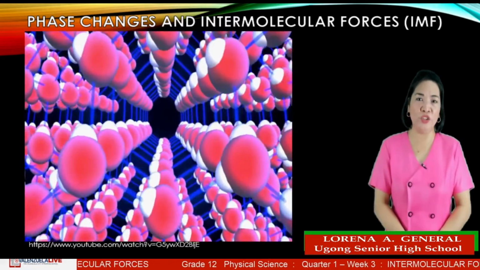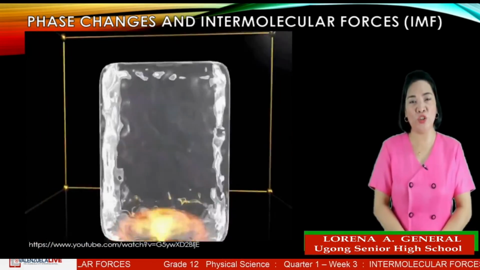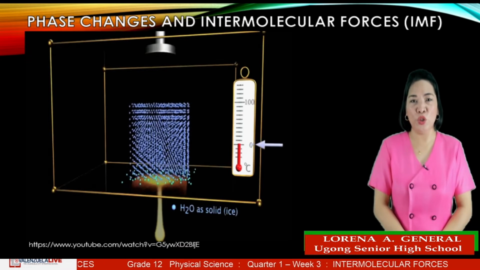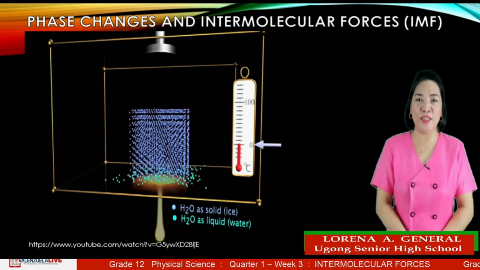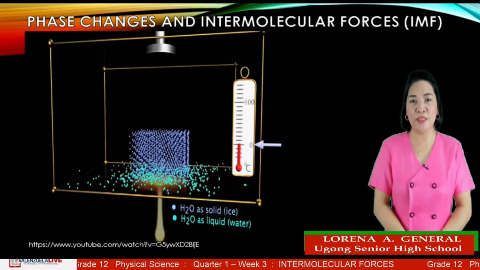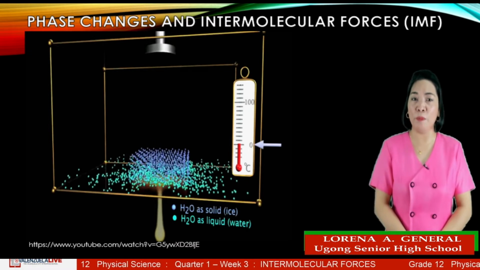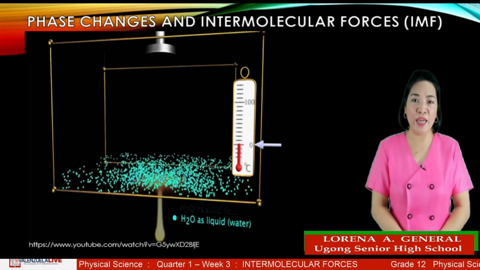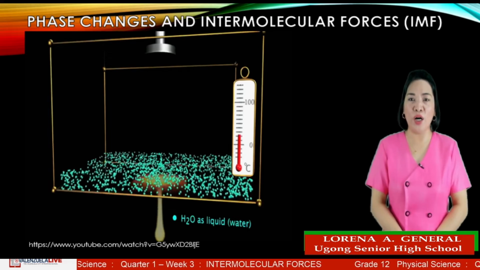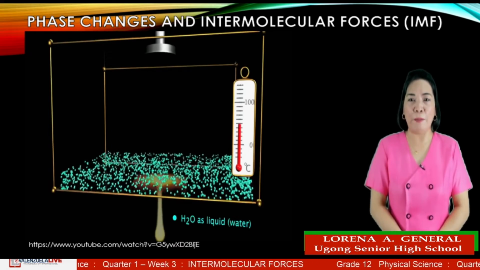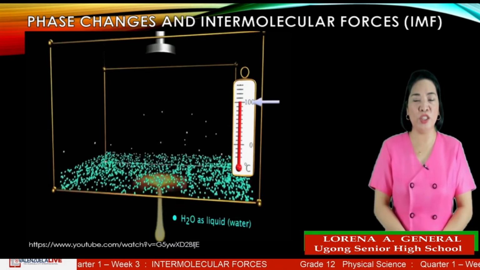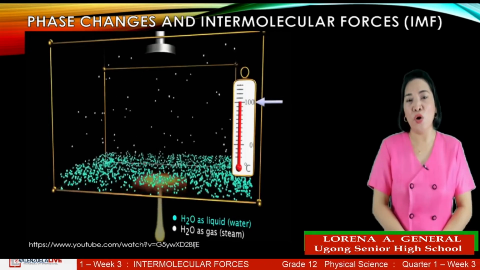A phase change is a physical process in which a substance goes from one phase to another. Usually, the change occurs when adding or removing heat at a particular temperature, known as the melting point or the boiling point of the substance. Removing heat from a substance changes a gas to a liquid or a liquid to a solid. A phase change is occurring. The liquid water is changing to gaseous water or steam.